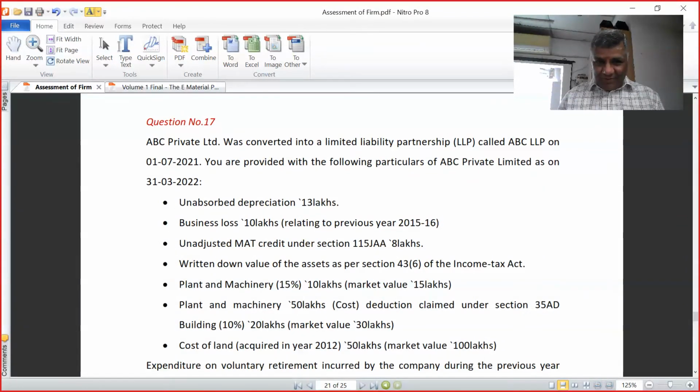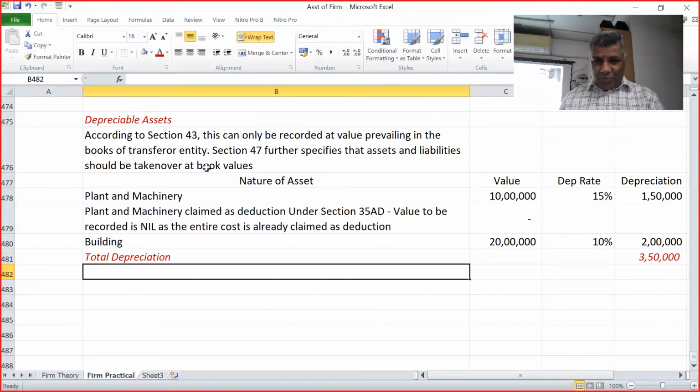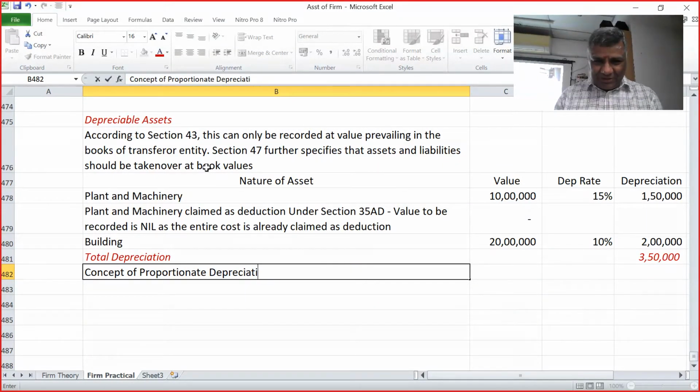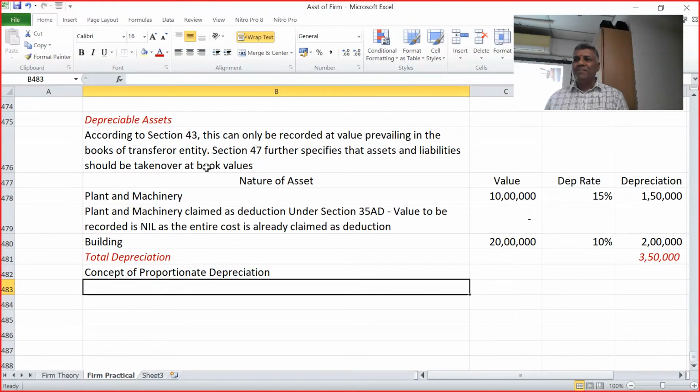It was converted on 1-7-21. Concept of proportionate depreciation. Nothing wrong there, Raja. Concept of proportionate depreciation. So let us understand that once more. Concept of proportionate depreciation. What is that?